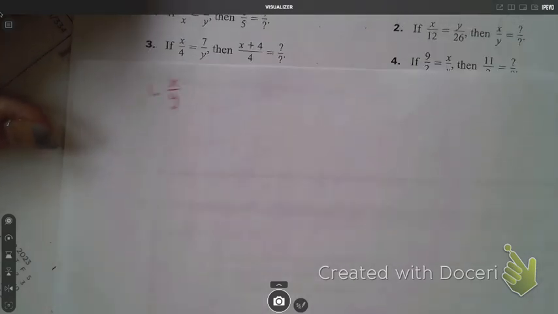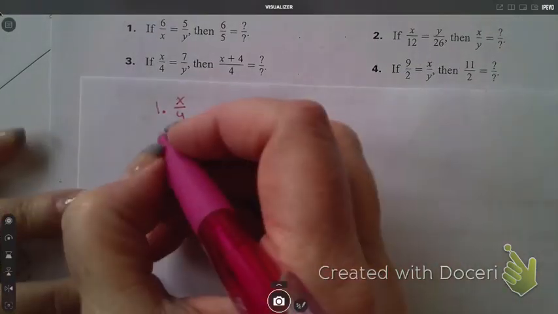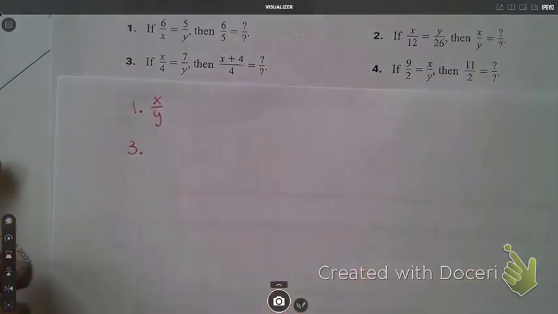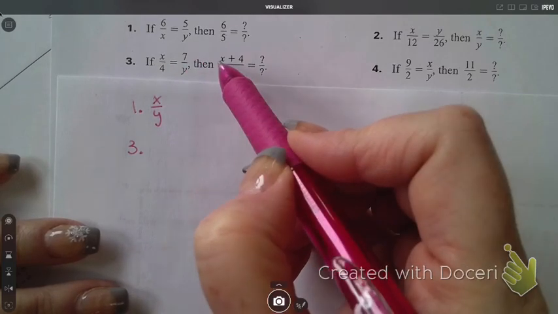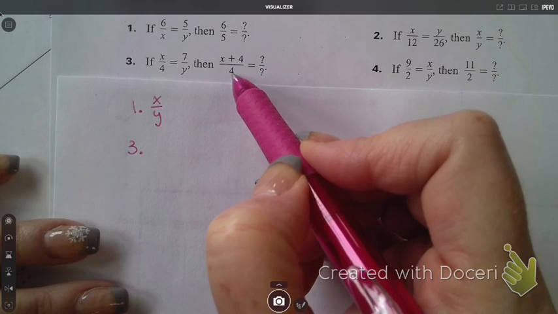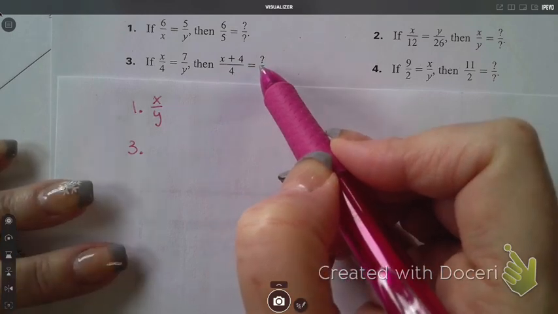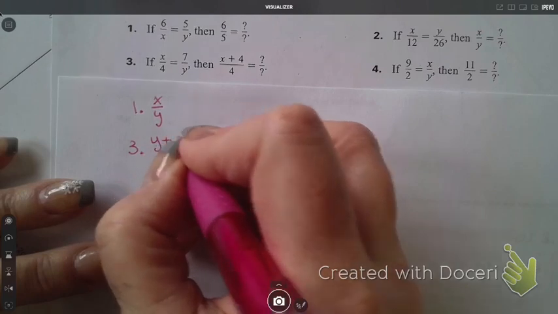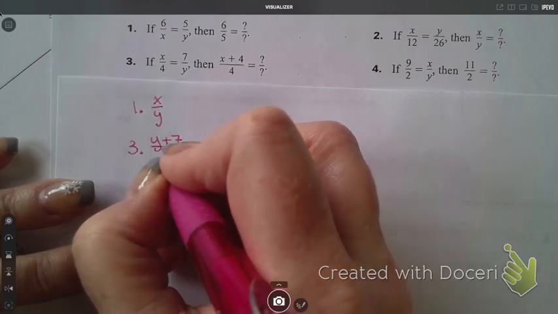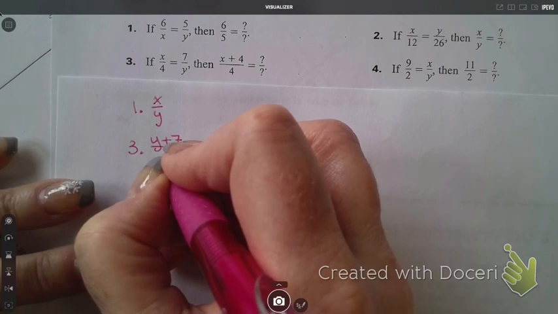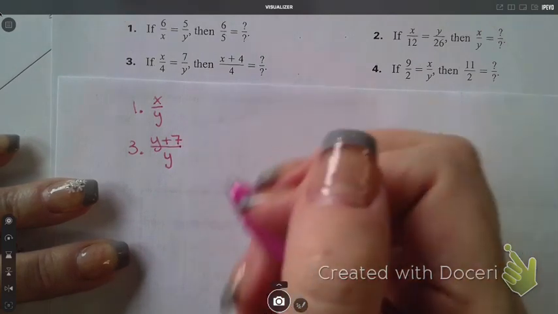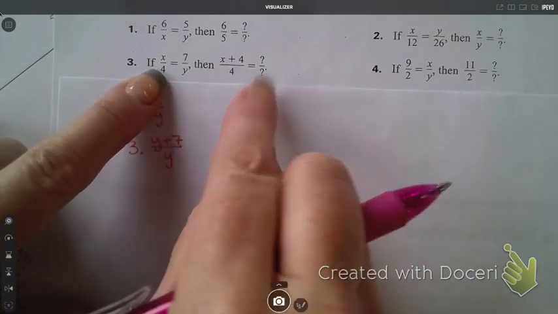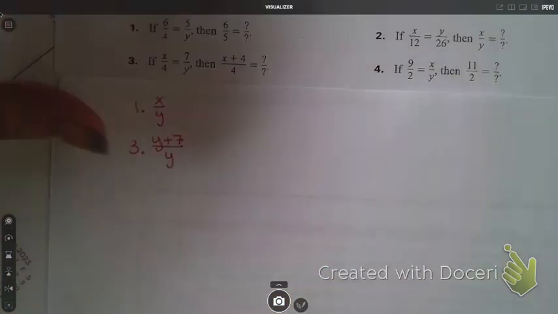So then we're going to go to 3. You have to look at what it's asking you. If x over 4 equals 7 over y, then x plus 4 over 4 equals y plus 7 over 7. Why 4 there? Because the denominator stays in the denominator on that one. Because it went to the denominator, so you have to keep that. So you have to be a little bit careful on those.